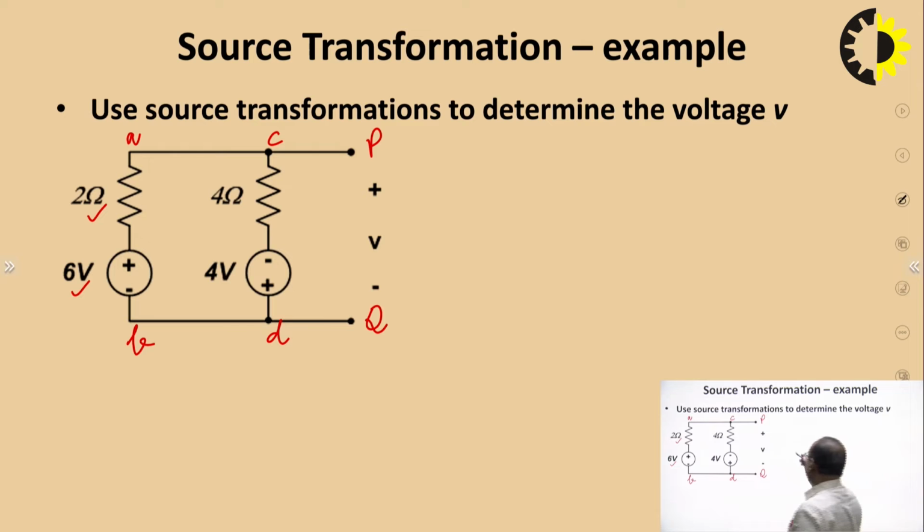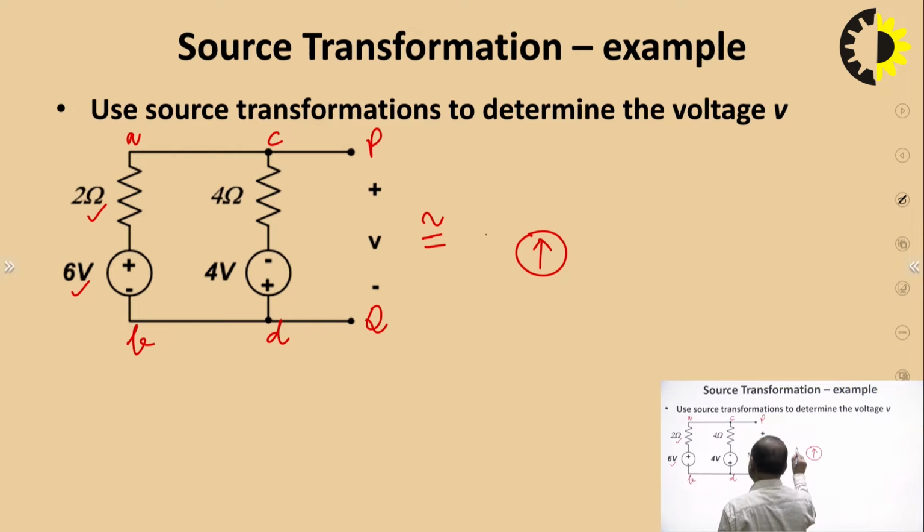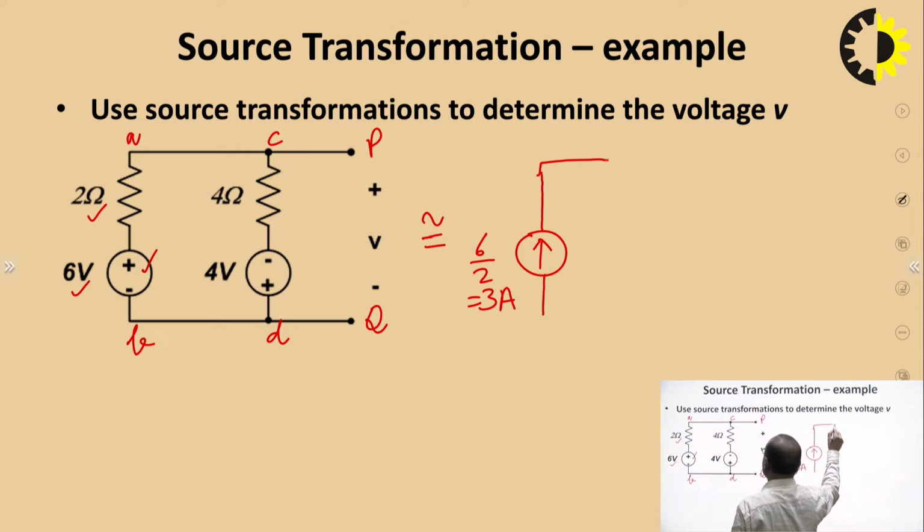So, if we do it, the equivalent circuit of this will be taken as follows. First we are converting the 6 volt voltage source into a current source. So, the current of this source will become 6 by 2, that is 3 ampere, and it will have an arrow in the upward direction since the positive terminal of this voltage source is at the upper side. This 2 ohm resistance, which is the internal resistance of the voltage source in series, will now be in parallel with the current source, with the same value of 2 ohm, and it is connected across the terminals A and B.